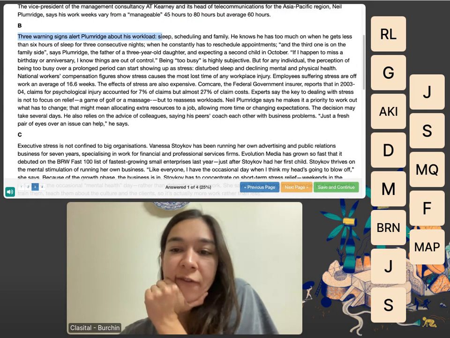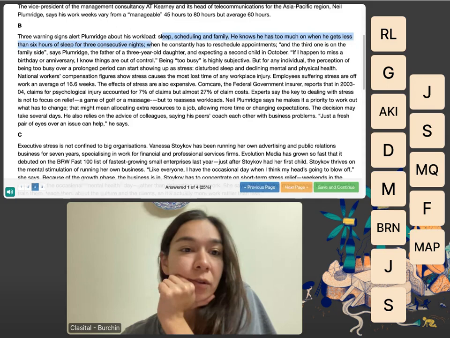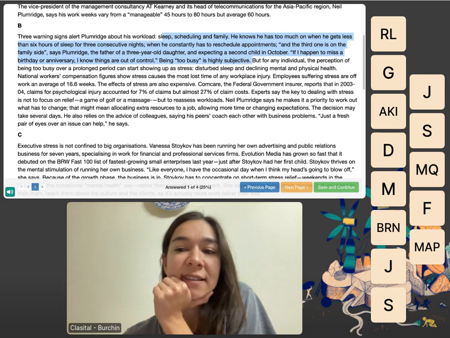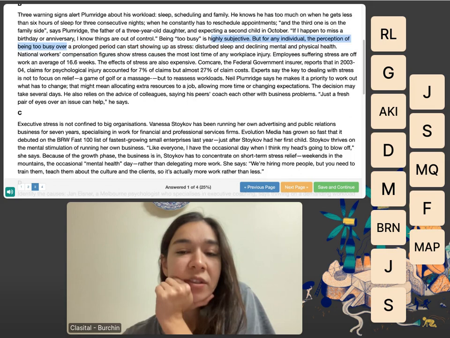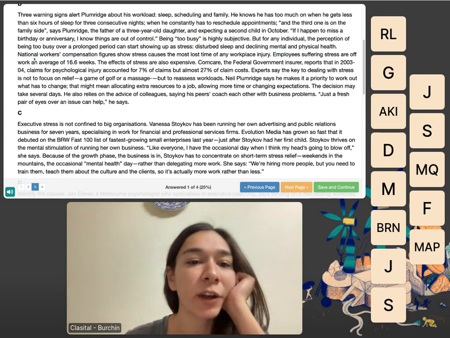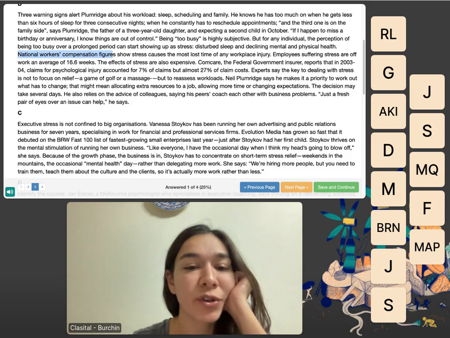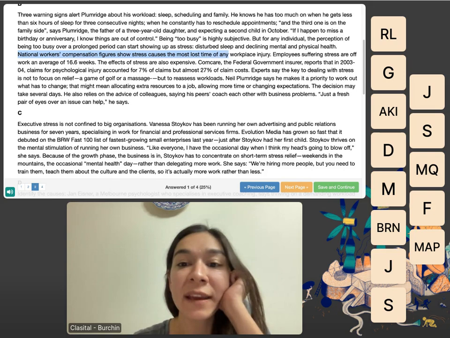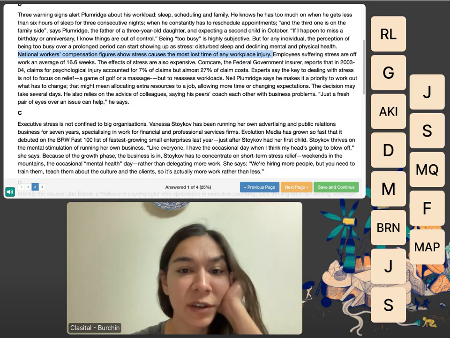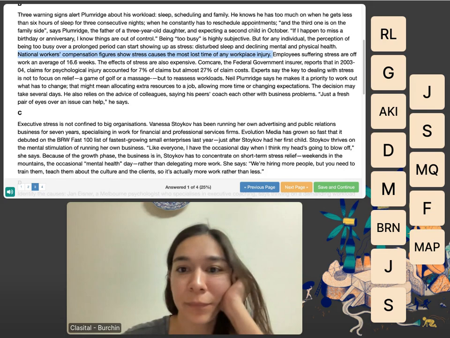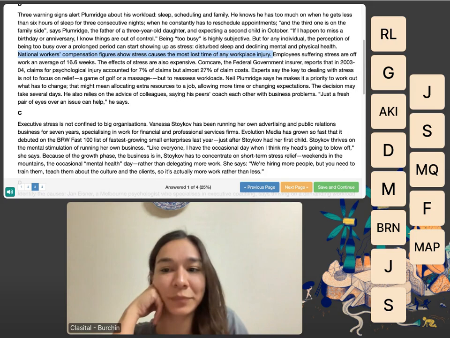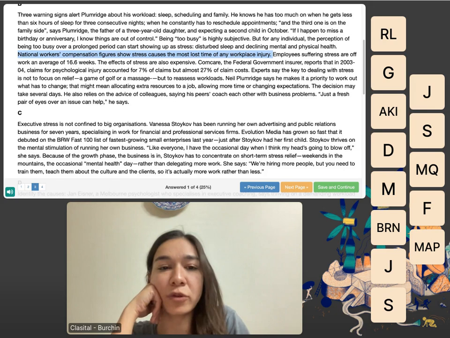Sleep, scheduling, and family. If you see any answer, please say it to me too. Being too busy is highly subjective, yes. Disturbed sleep and declining mental and physical health. Compensate. National workers' compensation figures show stress causes the most lost time of any workplace injury. The most important role, the most lost time.